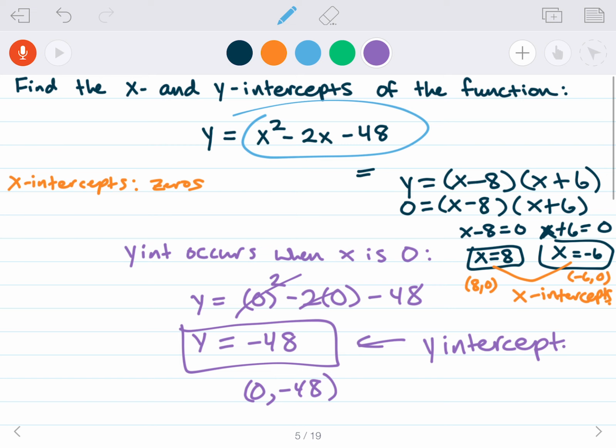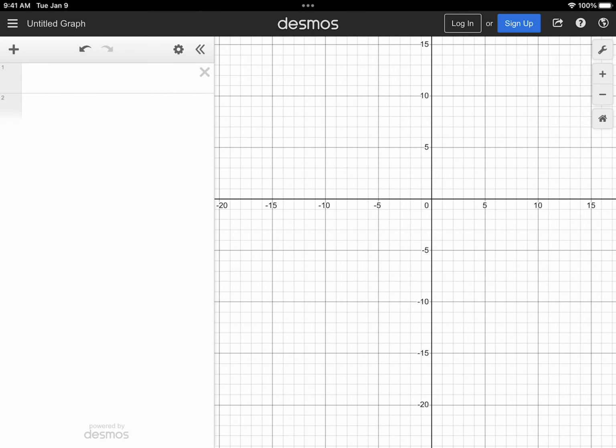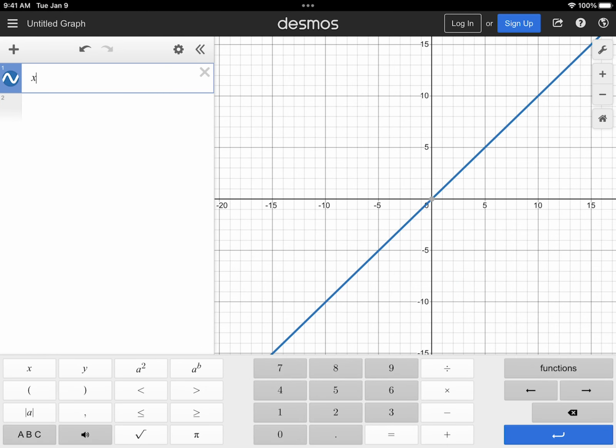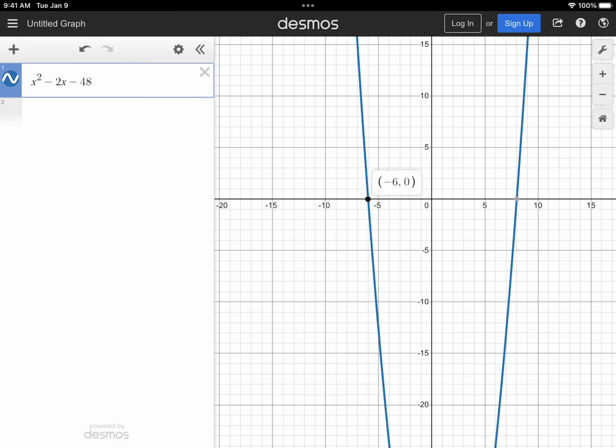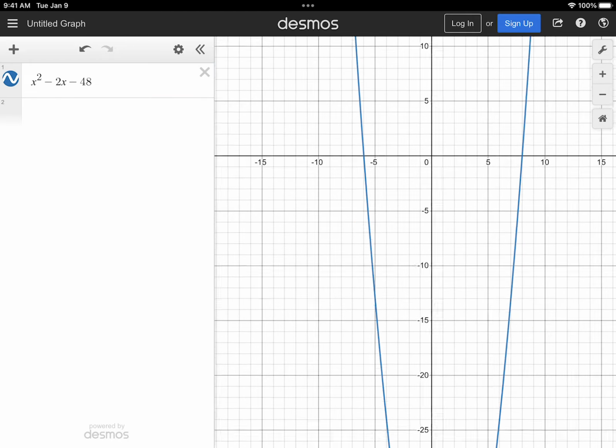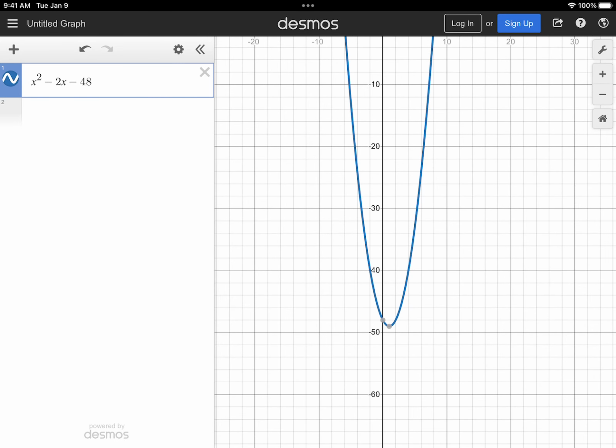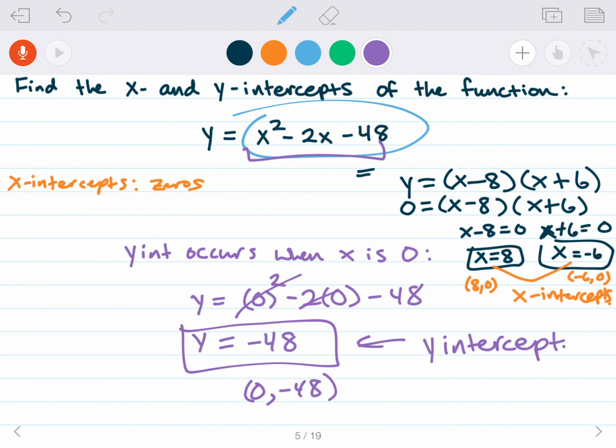And again, we can use Desmos to check ourselves. If I put this function into Desmos, x squared minus 2x minus 48, we get, indeed, one of our x-intercepts is -6, one of our x-intercepts is 8, and if we look to see where it crosses the y-axis, if I zoom out a little bit and click on it, we can see that it does cross the y-axis at -48, so we can confirm that our algebra is right.